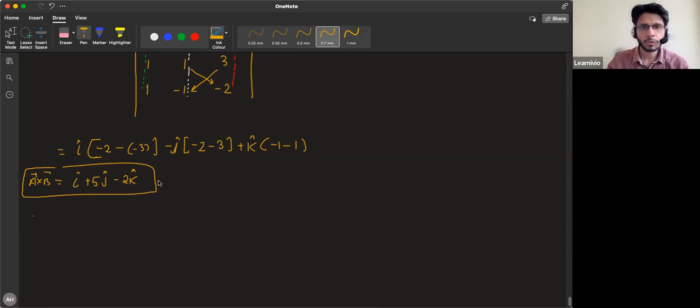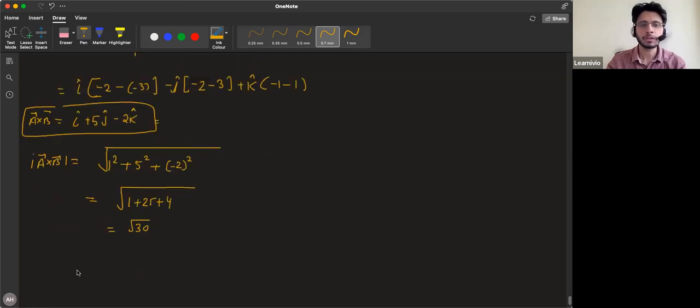This is the vector. Now, how to calculate the magnitude of this vector? See, the calculation of magnitude is very simple. Just take root over the coefficient of i cap, which is 1, so it's 1 square. Coefficient of j cap is 5, so it's 5 square. Coefficient of k cap is minus 2, so it's minus 2 square. How much is this now? So it's 1 plus 25 plus 4. So it's root over 30.